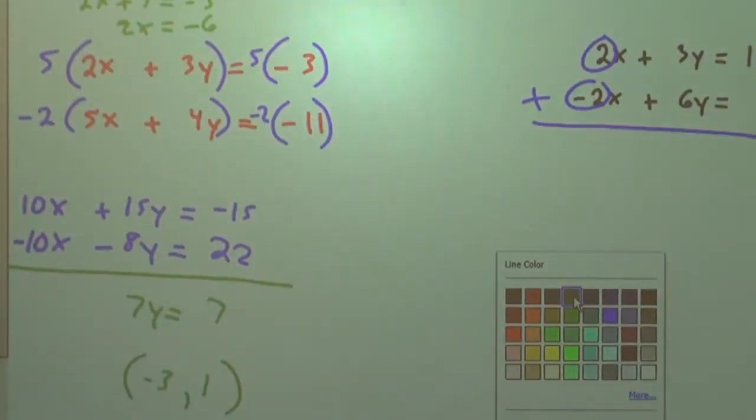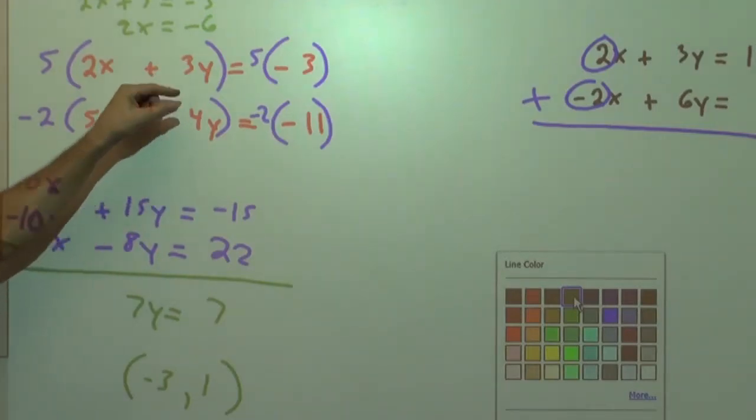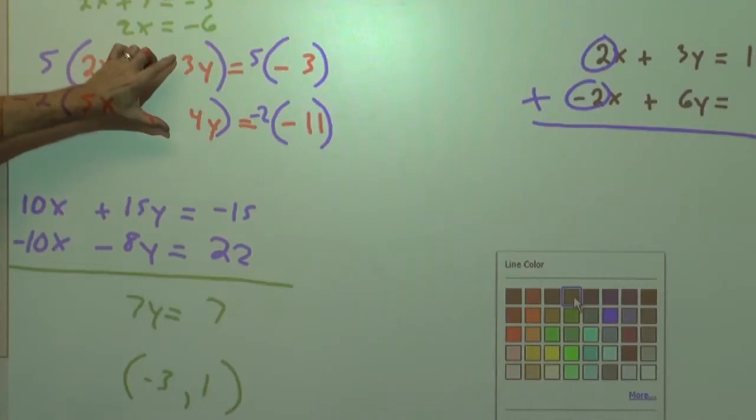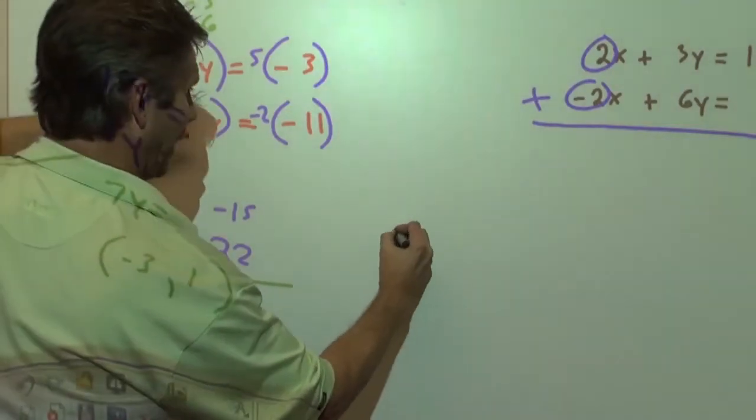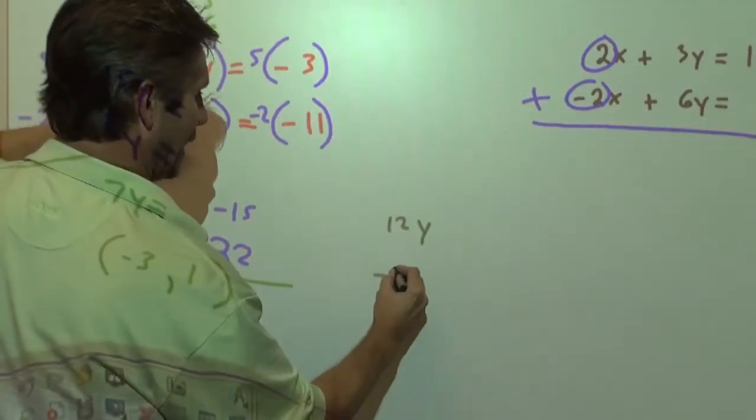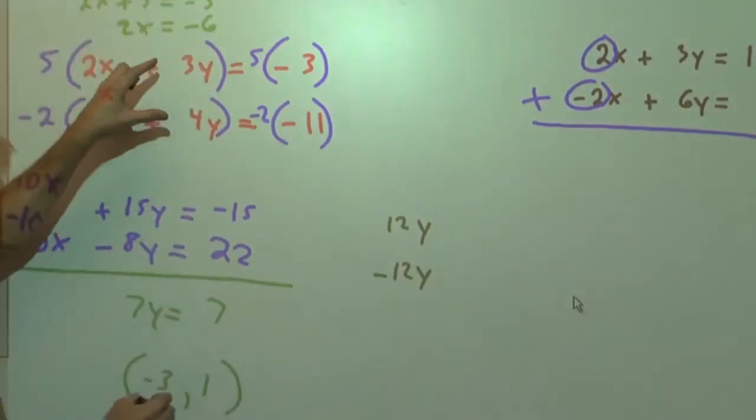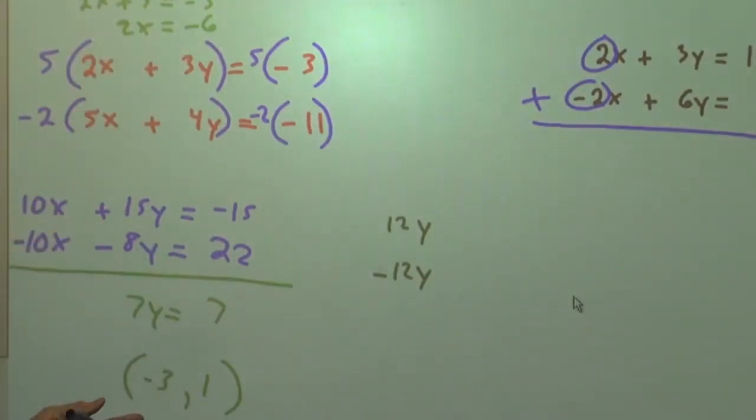So now let's do this. In this scenario, we tried to create opposite coefficients for the x. So to get a 10 and a negative 10, we multiplied by 5 and 2. Let's do it a different way. Let's pick on the y variable. 3 and 4 are both going to 12. So if we could create a 12y and a negative 12y in our two equations, we could eliminate the y.